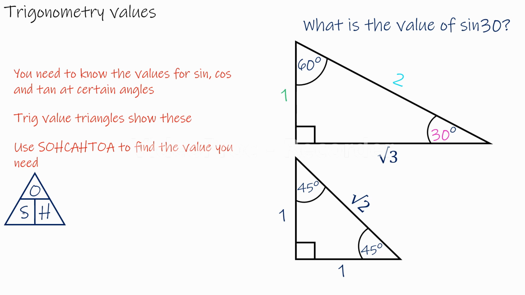We need to find sine 30, so let's cover up the S, leaving O over H, so S equals O over H, or sine theta equals opposite over hypotenuse, and now we simply substitute in our values to say that sine 30 equals 1 over 2, which is a half. And that's it. It's that simple, as long as you understand SOHCAHTOA.